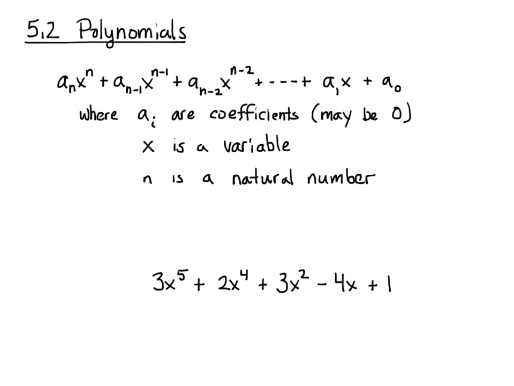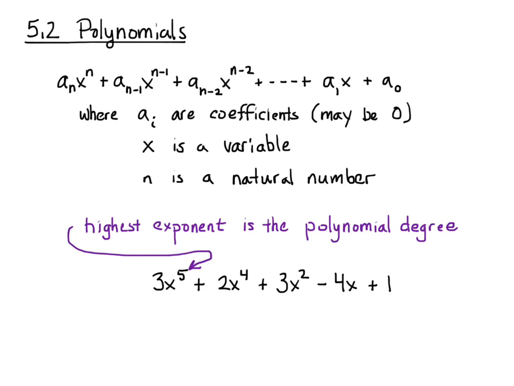Now notice we're missing one of the degrees in there. We're missing an x cubed. So that just suggests that the coefficient to that is 0. And so whenever you have a zero term, we can just leave it out and write it in its most compact form. So a few things to note: the highest exponent is the polynomial degree. Okay, so in this case, this polynomial is a 5th degree polynomial.